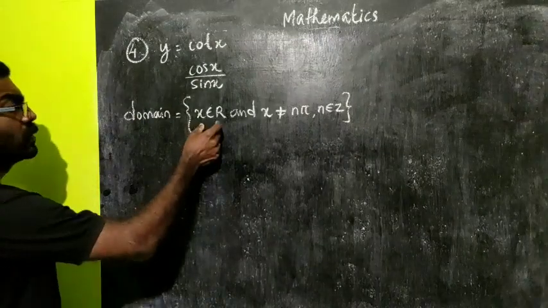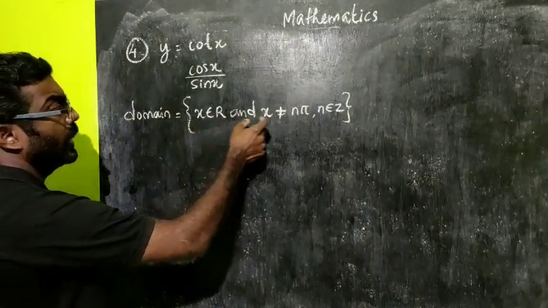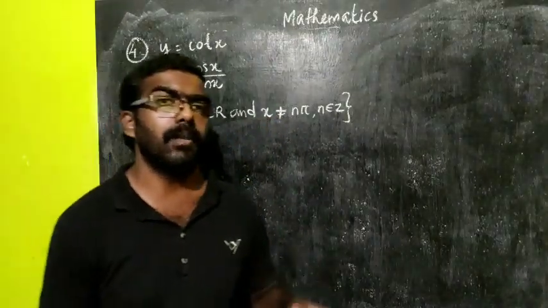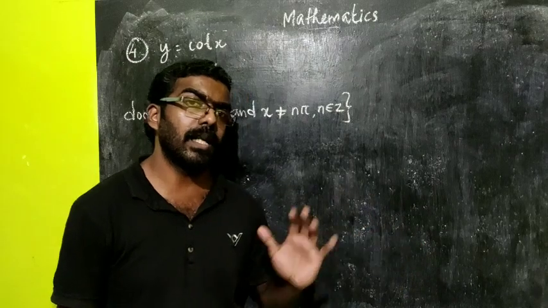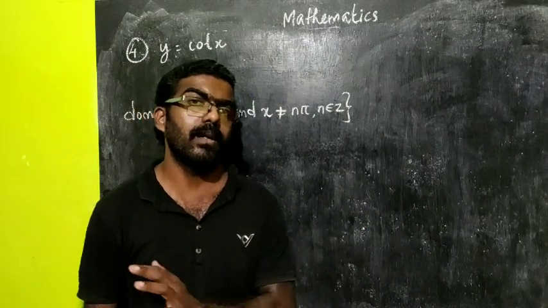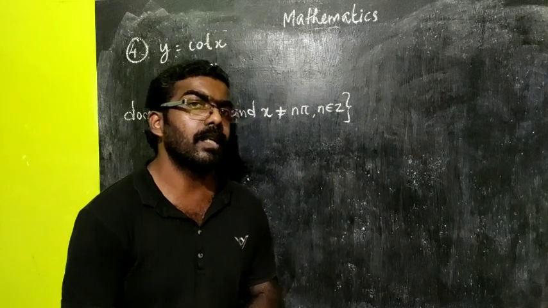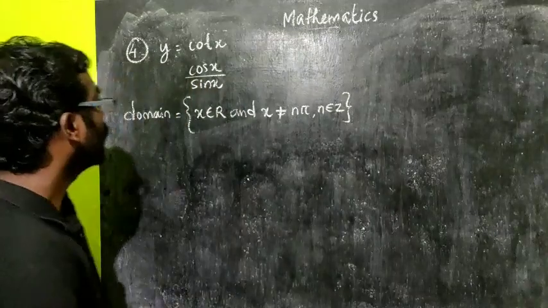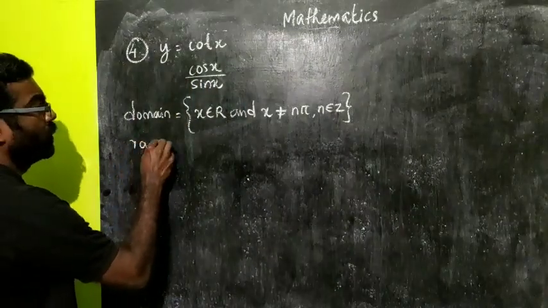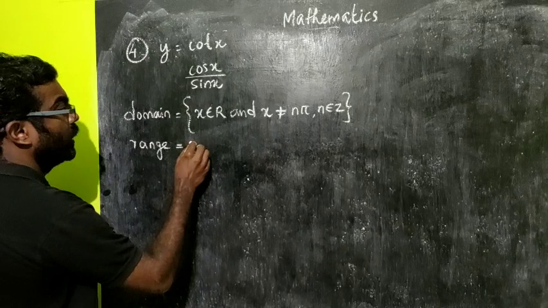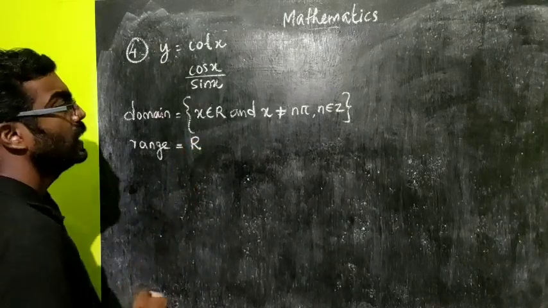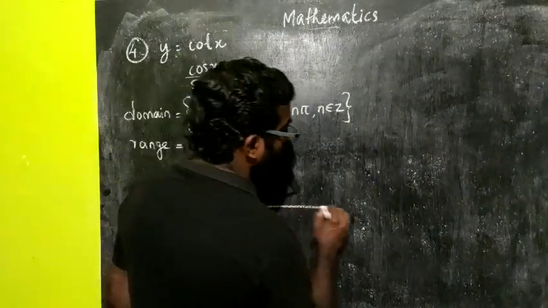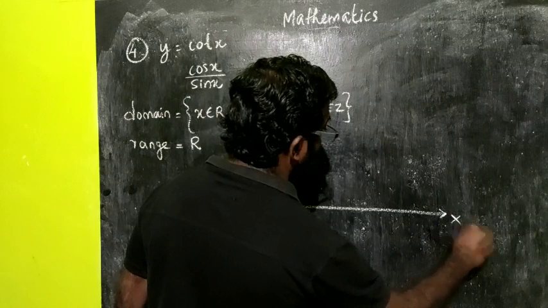So x belongs to R, we can give any real numbers except integral multiples of pi. That means pi, 2 pi, 3 pi, 4 pi, etc., like that minus pi, minus 2 pi, minus 3 pi and so on. Those values we cannot give instead of x. At these points the function is not defined. And the range is the set of all real numbers, as in the case of tan x. So here also while drawing the graph, we have to restrict the domain of the function.